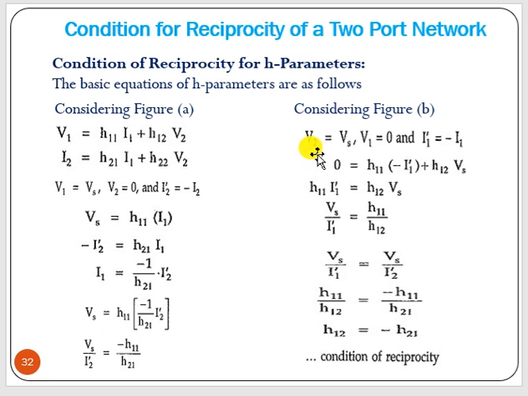Now we do it again for V2 is Vs, V1 is 0, I1 dash equal to minus I1. Put it into the first equation. That will be, V1 is 0, I1 equal to minus I1 dash plus H12 Vs. From here we can find Vs by I1 dash. So we got this value. We have to equate both. Then what you will get here is H12 equal to minus H21. That is the condition of reciprocity of the H parameters.